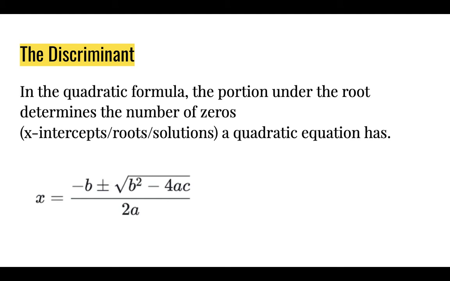Okay, so the discriminant is part of the quadratic formula. In the quadratic formula, the part that's under the square root is called the discriminant, and it tells us how many zeros there are. And remember, zeros are also called x-intercepts, roots, and solutions. If I use any of those terms, it means the same thing. It's where the parabola goes through the x-axis, okay?